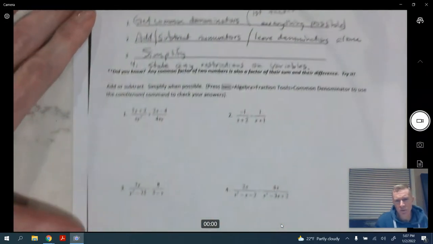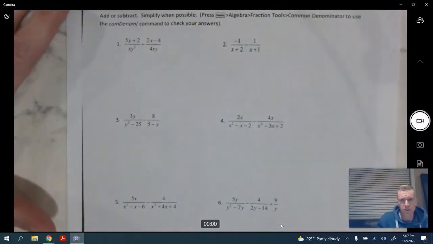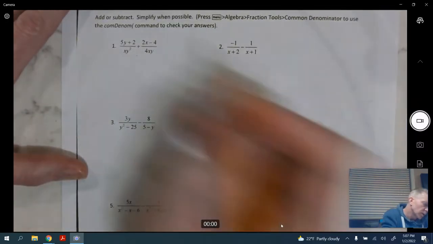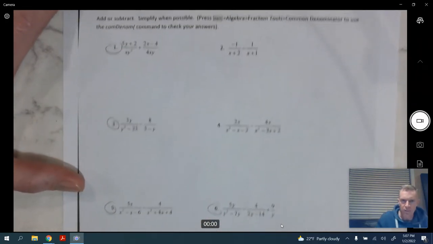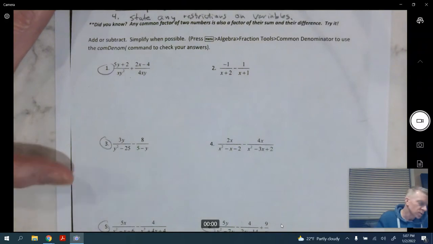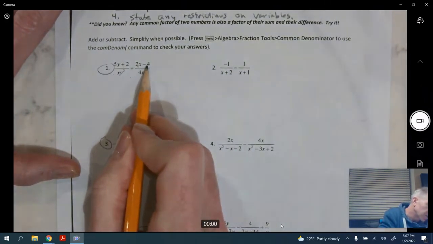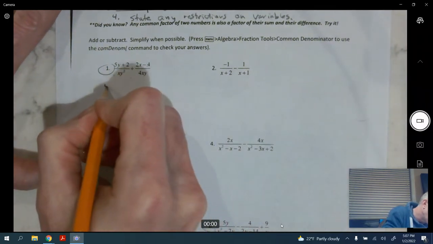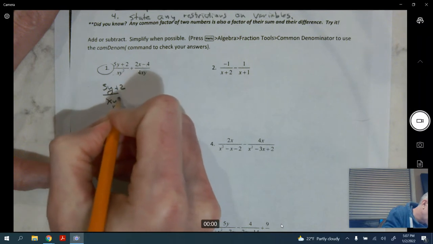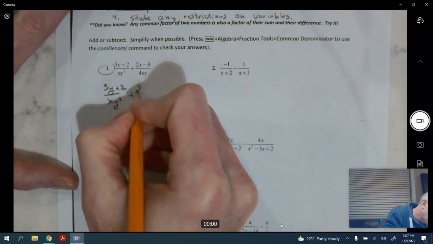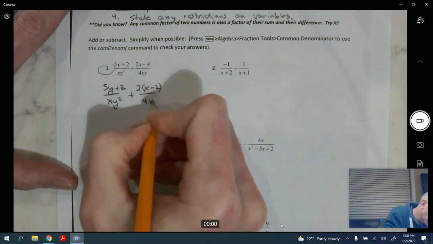Okay, so I'm going to work through a few of these together. Watch as many as you feel you need to watch, and then work through the rest of them, and I'll post the answer key. So we're going to do, I think I want to do numbers 1, 3, 5, and 6 together. First, it doesn't look like there's anything that we can factor here, the 2x minus 4. So we've got a 5y plus 2, we've got an xy squared, and we've got a 2 times x minus 2 and a 4xy.